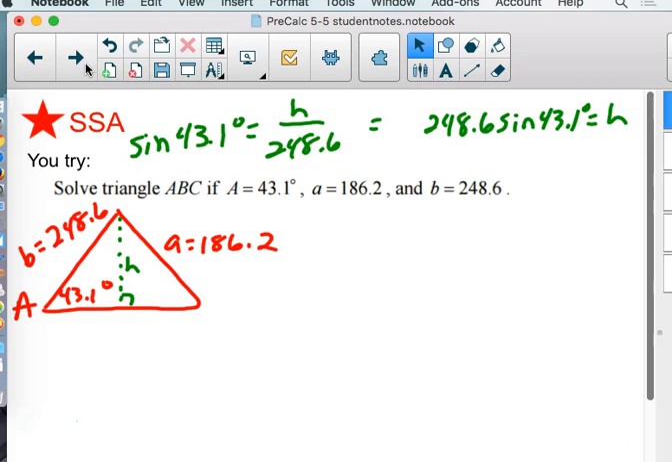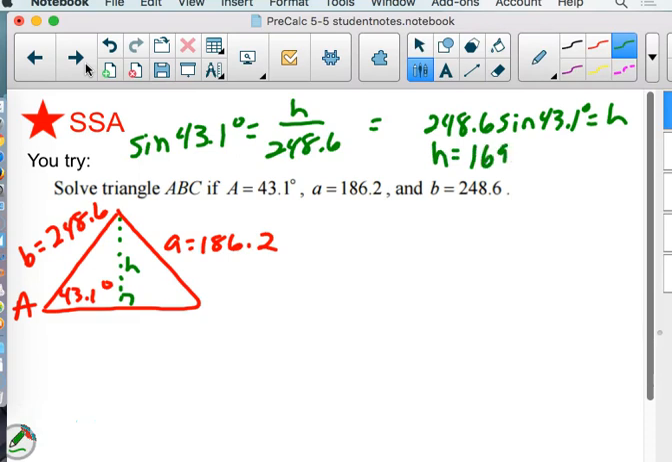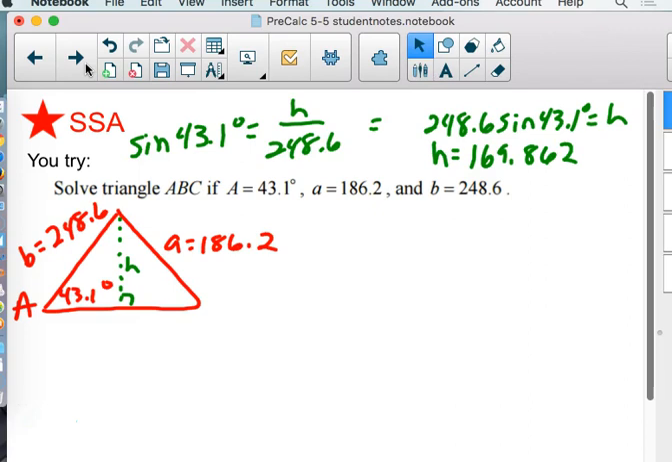169.862 for rounding. So 186.2, definitely longer than the height. So we're going to get at least one triangle. Now how we tell if there's two is we say to ourselves, okay, now if I swung this over, is that going to be shorter than this side? So it's going to hit again. It is. This one is going to be two triangles. So we're going to have that two triangle situation.